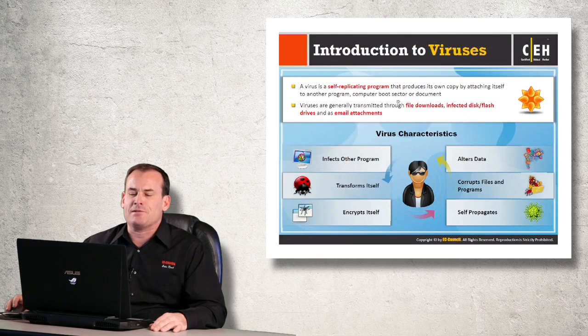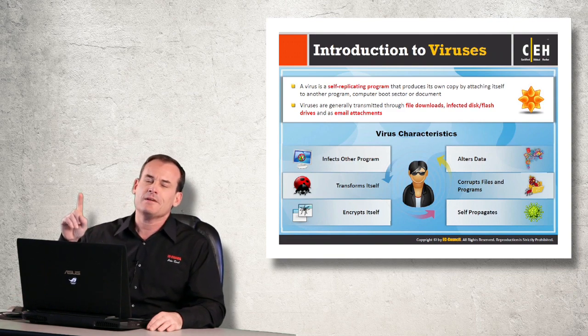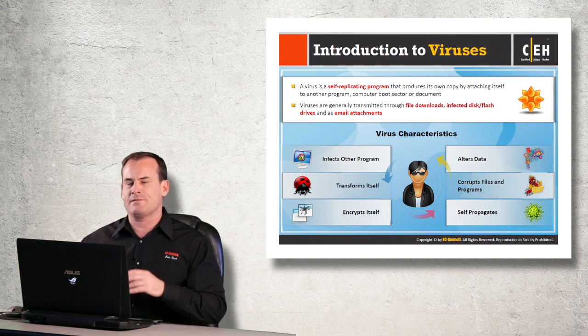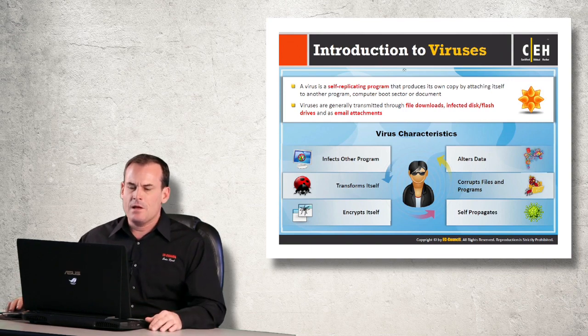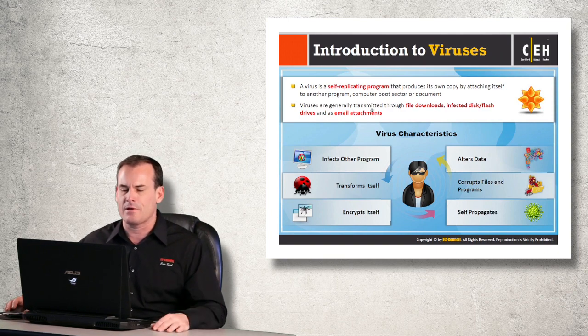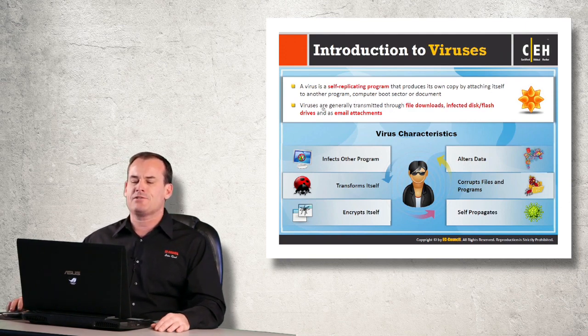So, introduction to viruses. A virus is a self-replicating program. Criteria number 1. Criteria number 2, it infects other executable files. So it requires a file for infection, and then it makes copies of itself and spreads. It creates copies of itself by attaching to another program, computer boot sector, or document. So we look for executable functionalities in documents, boot sectors, and other executable files. Viruses are generally transmitted through file downloads, infected flash drives, and potentially email attachments.